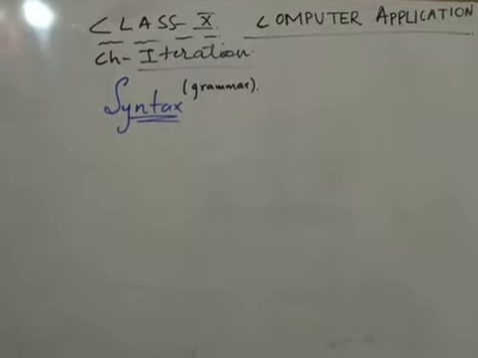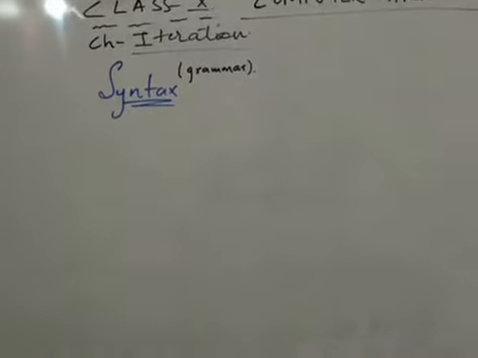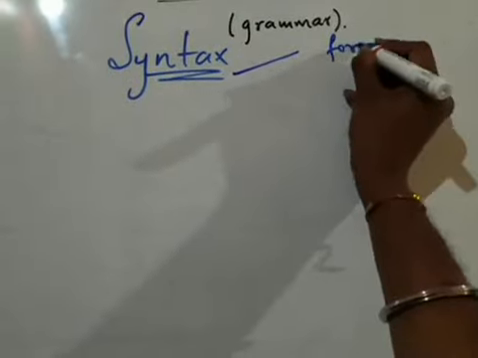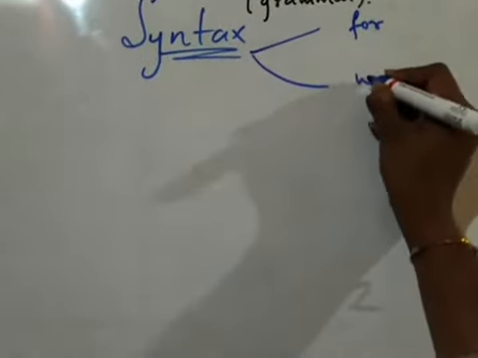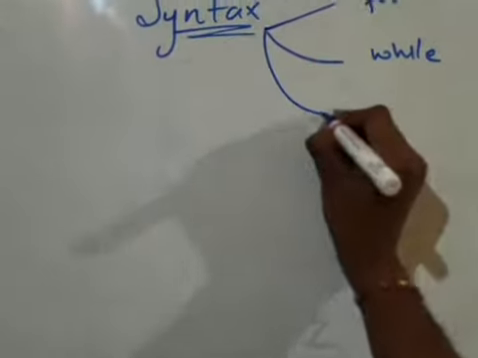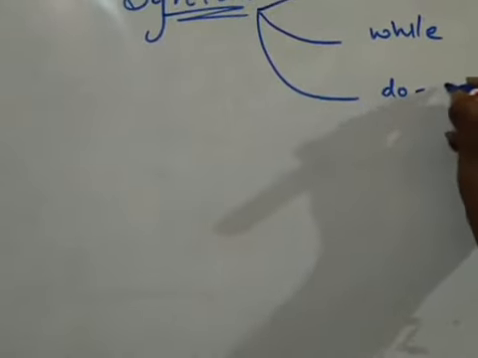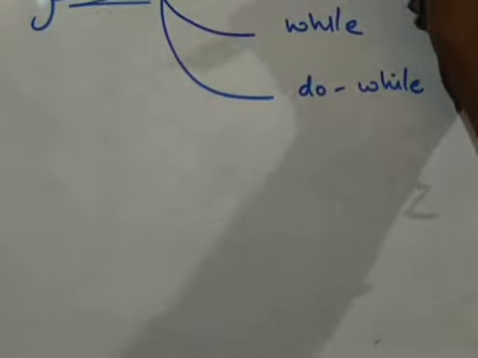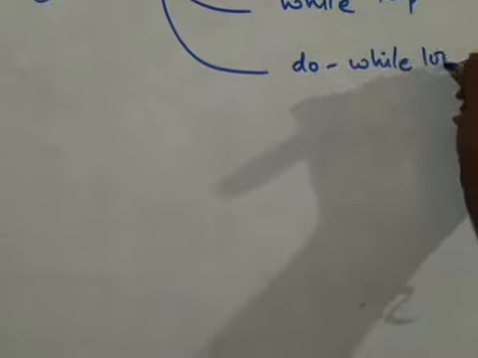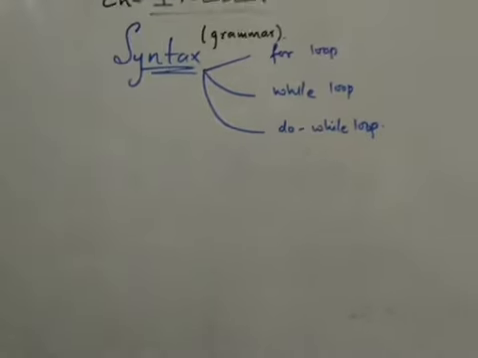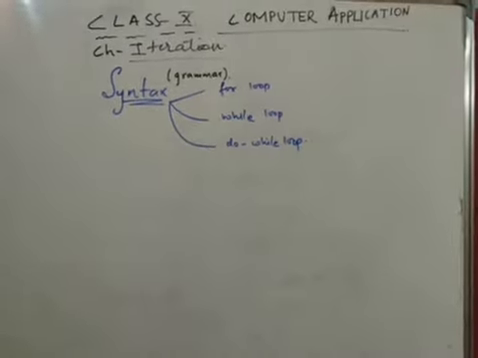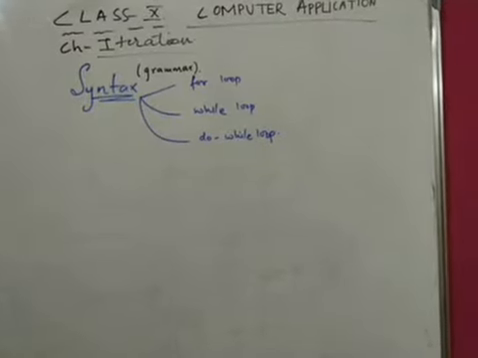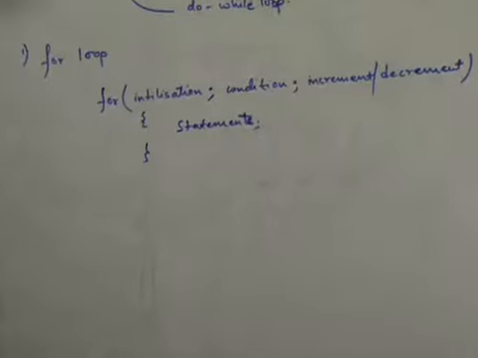We can write loops either with your first one, the for loop, or we can use your while loop, or we will be using your do while loop. So these three loops, we will be learning the syntax. Clear? Further in this video, the syntax of the three loops, for loop, while loop and do while loop, we will be learning today. First we start with the for loop.